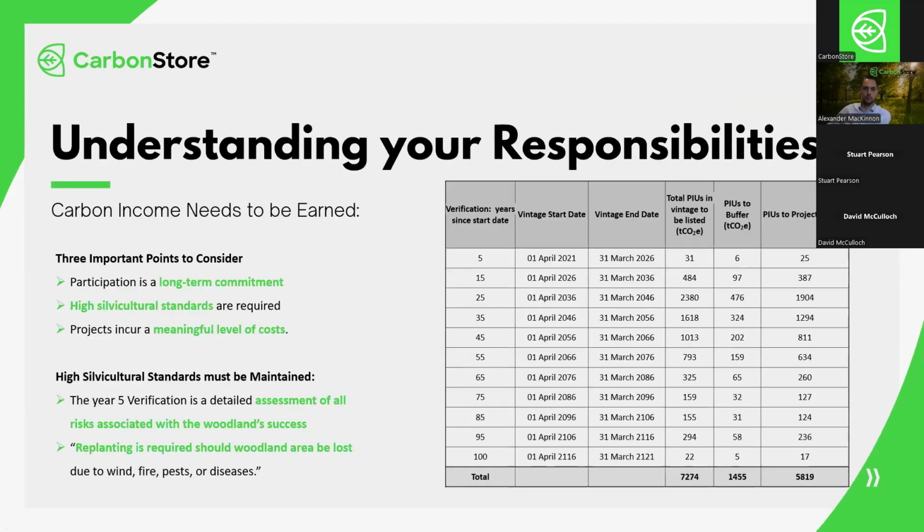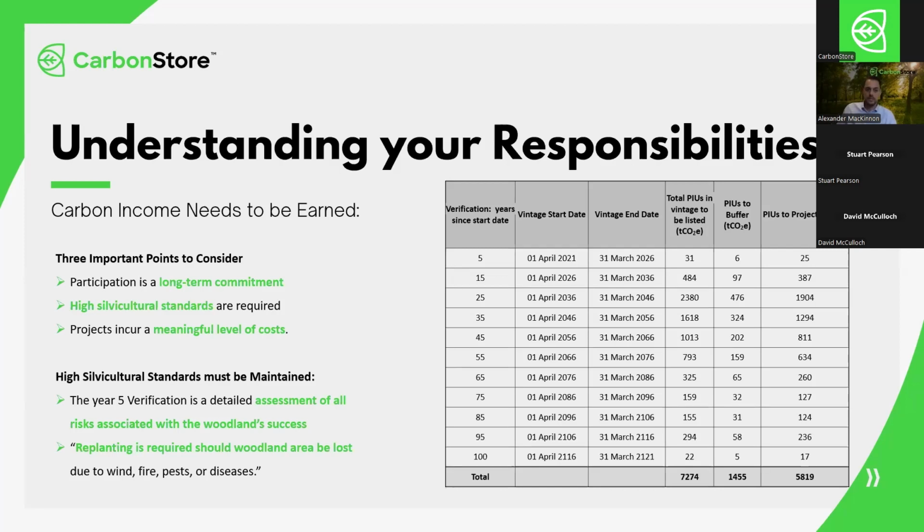When registering a woodland with the Woodland Carbon Code, there are 3 key points to keep in mind. It involves a long-term commitment, so it's important to select the appropriate length of that commitment, and I'll address this point more on slide 6. The woodland must be maintained to a high standard. And finally, participation in the Woodland Carbon Code incurs a relevant sum of costs.